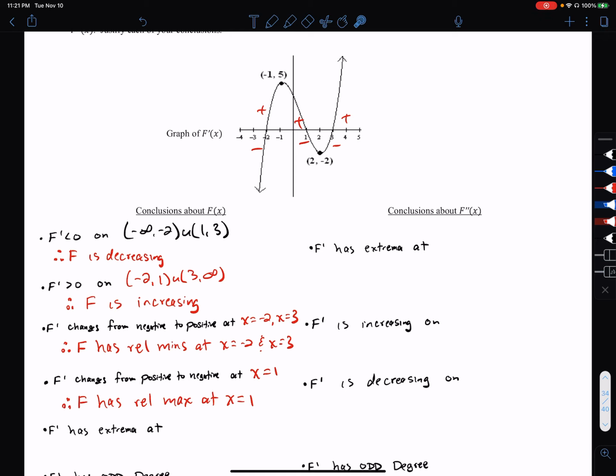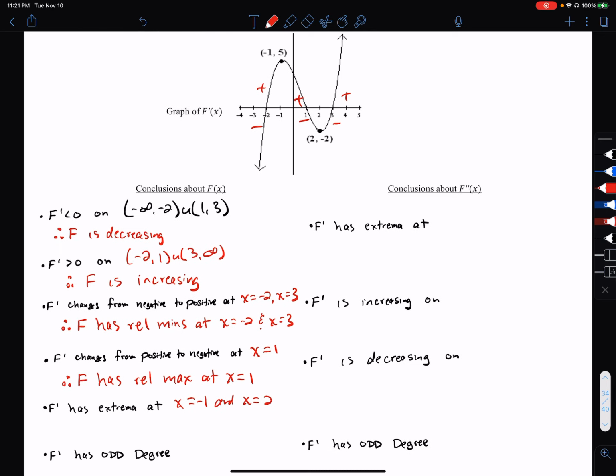F prime has extrema at x equals negative 1 and x equals 2. What conclusions can we draw from that? That's that f of x has points of inflection at these x values.